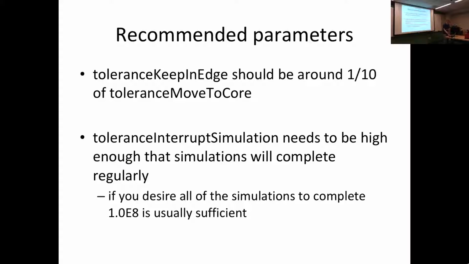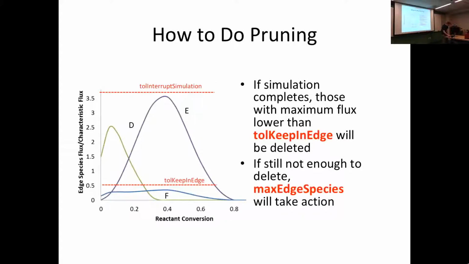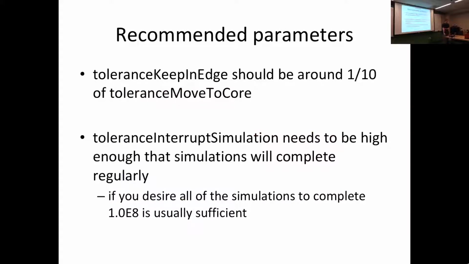So the recommended parameters in general are that the tolerance keep an edge should be around 1/10 of the tolerance move to core. And the tolerance interrupt simulation needs to be high enough that you complete the simulations regularly, because otherwise, if it doesn't complete regularly, you don't get any actual flux pruning, which is one thing that thermodynamic pruning kind of solves.